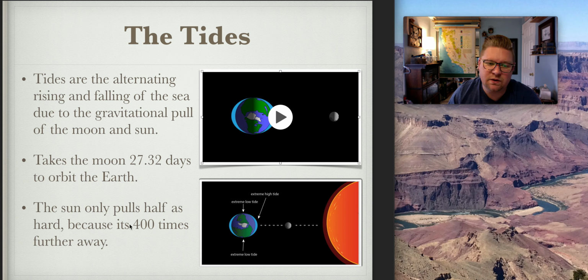Well, the sun only pulls about half as hard because it's about 400 times farther away, but it's still an incredibly large mass that does have a pull. So as we can see in this diagram here, when the moon is aligned here, we have extremely high tides, otherwise known as super high tides, and then we have super low tides. Super high and super low tides occur when the moon and the sun are either next to each other or the moon is on the opposite side, still aligned.